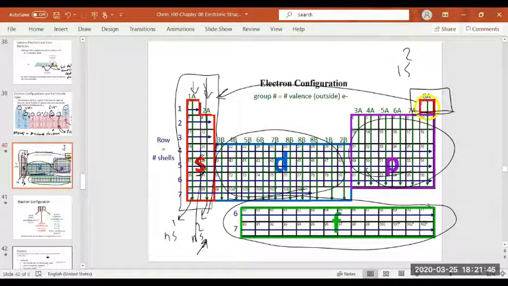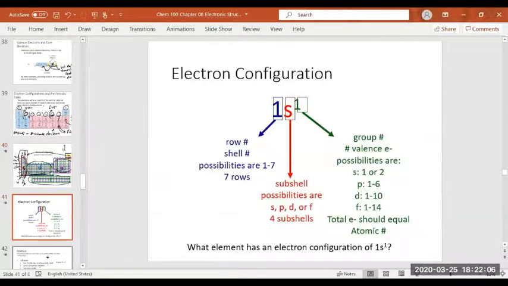Now be careful, guys. We have 7 periods here: 1, 2, 3, 4, 5, 6, 7. That's n equal 1, n equal 2. The row number equals the shell number. n equal 3, n equal 4, 5, 6, 7. Now, when we have an electron configuration, you can know which row, which period it is.